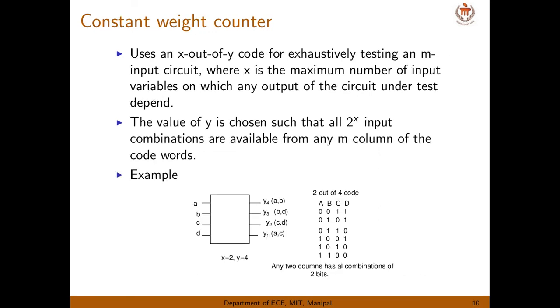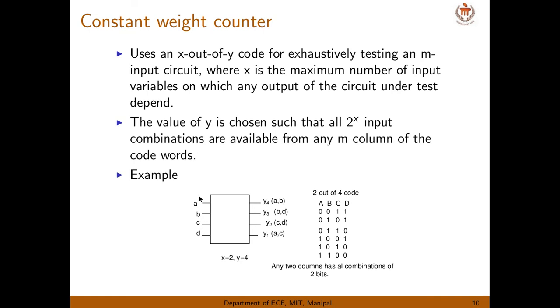And the next one is the constant weight counter. It uses an X out of Y code for exhaustively testing an M input circuit, where X is the maximum number of input variables on which any output of the circuit under test depends, and the value of Y is chosen so that all 2 power x input combinations are available from any m columns of the X out of Y code words. We'll take an example, then we'll understand what it is.